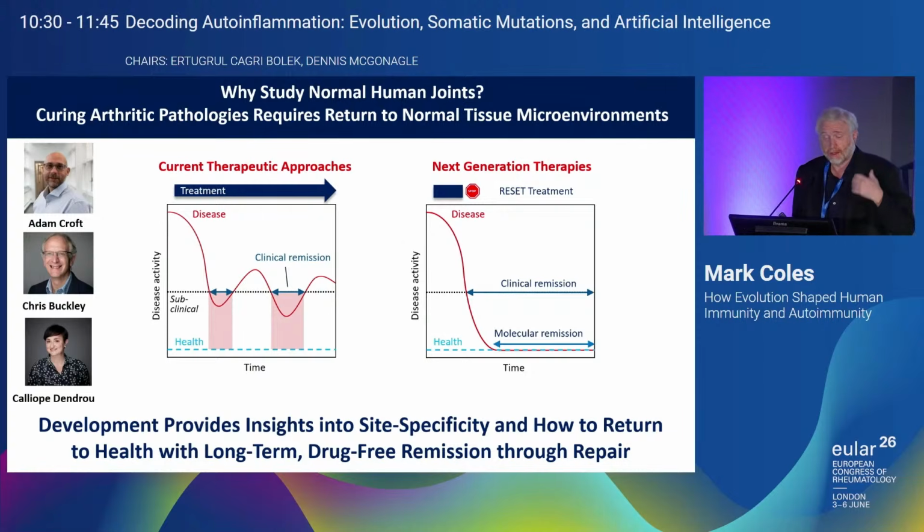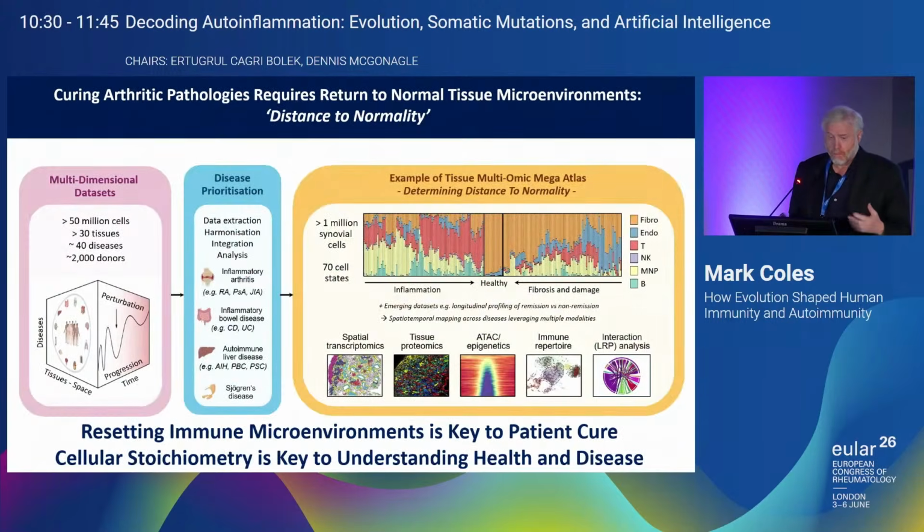In order to do that, what we need to do is not just drive things down to a clinical remission, we need to actually develop next-generation therapeutics which lead to a molecular remission of the disease, not just a subclinical disease. And so we need to get insights from development and from the adult joint in terms of how you return to health and how you get drug-free remission through joint repair. And one of the ways to do that is really understanding the concept of distance to normality.